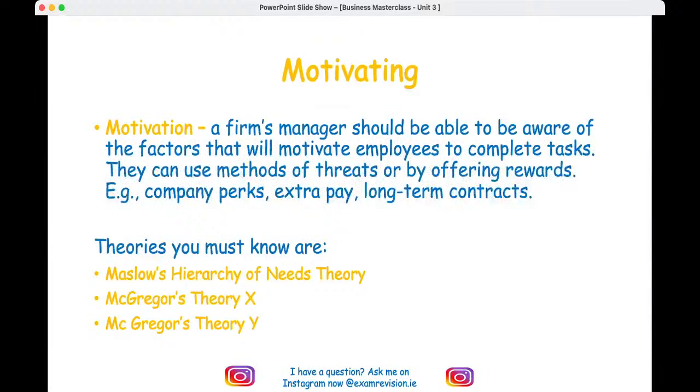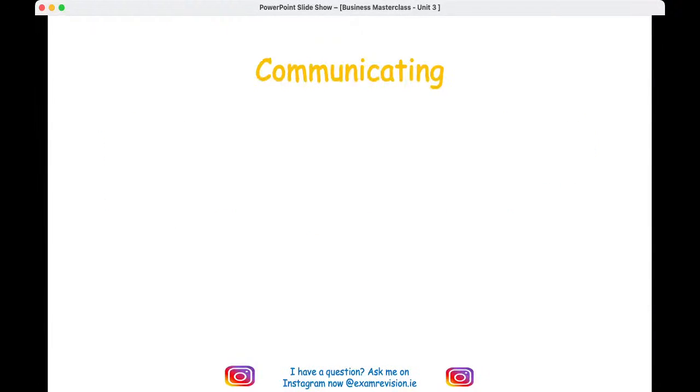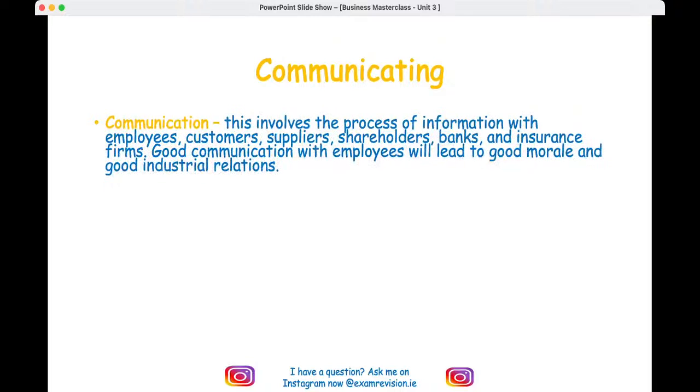Okay, communicating. This involves a process of transferring information, and it's important that in a business you've got good communication. Because if you've got good communication, it'll have lots of knock-on effects: better morale, a more motivated workforce, better industrial relations. So the relationship between employers and employees.